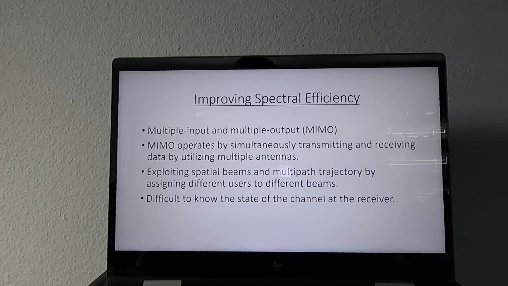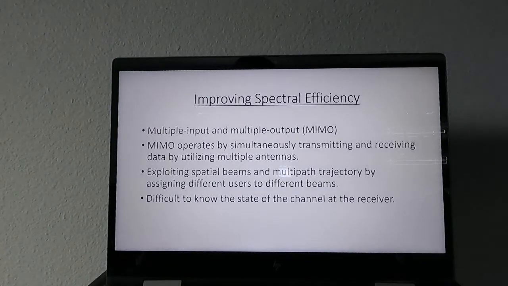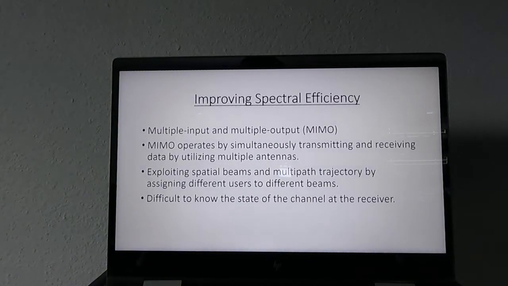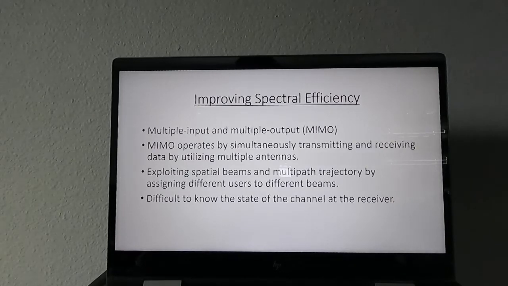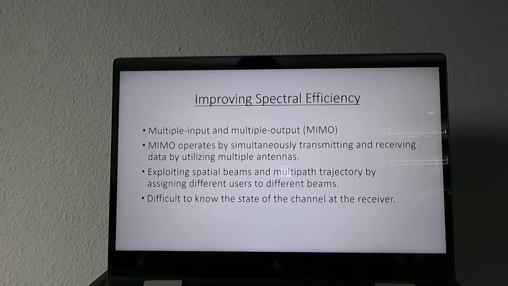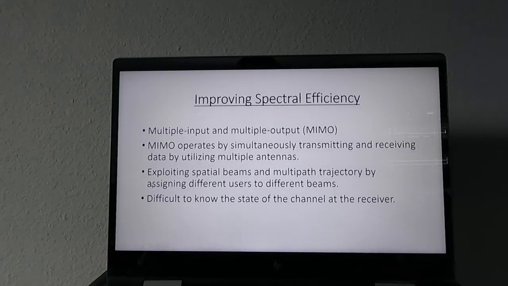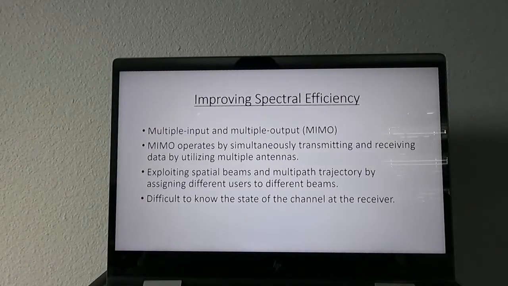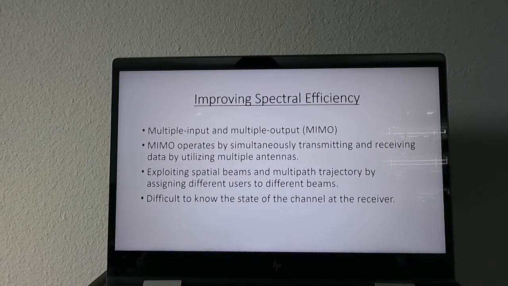One method to improve the spectral efficiency is multiple input and multiple output, MIMO. So MIMO operates by simultaneously transmitting and receiving data by utilizing multiple antennas, and it does this by exploiting spatial beams and multipath trajectory by assigning different users to different beams. One disadvantage of this is it's difficult to know the state of the channel at the receiver.